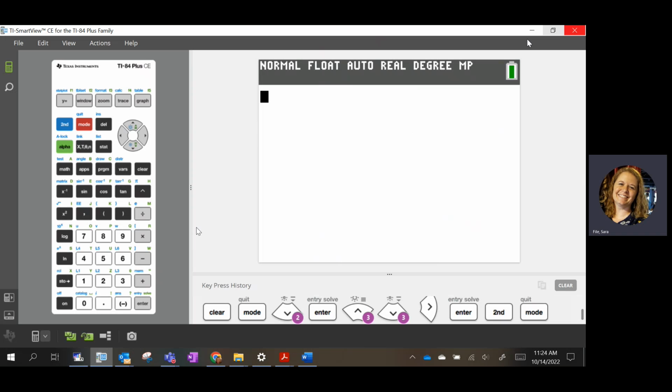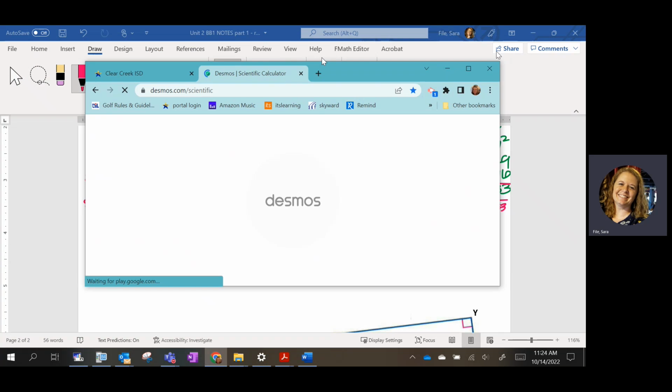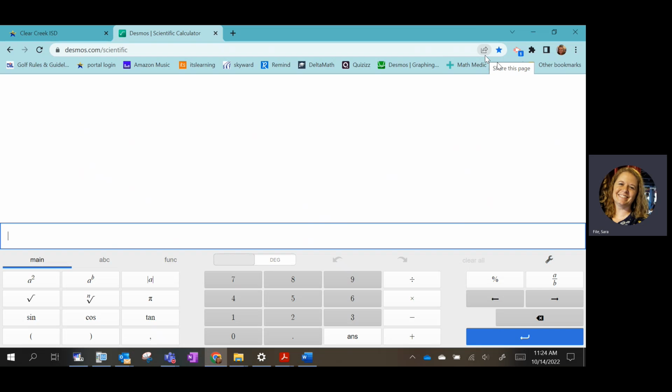Okay, if you are using the Desmos, I would use the Desmos Scientific. You're not going to need graphing for a while now with these next couple units. So the scientific calculator looks like this and it has this keyboard at the bottom. There's this little toggle right here. It says DEG. That means you're in degree mode. If you click it and it flips over and it says RAD, you're in radian mode. So you want to make sure DEG is showing, so you're in degree mode if you're using the Desmos calculator.